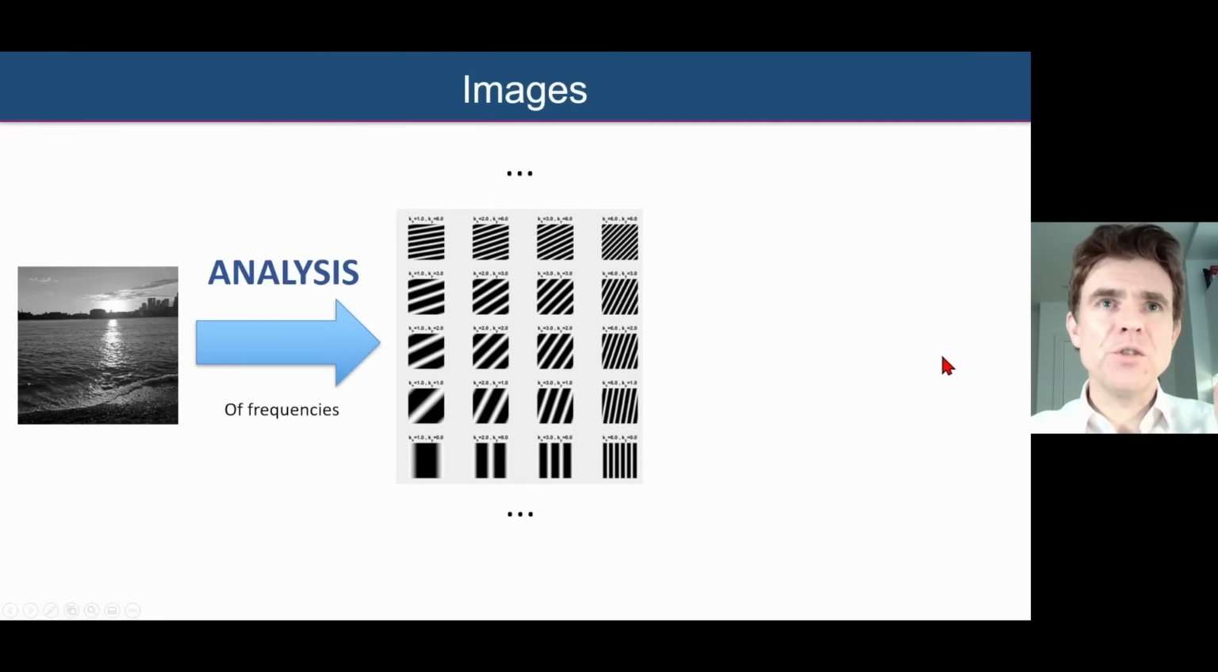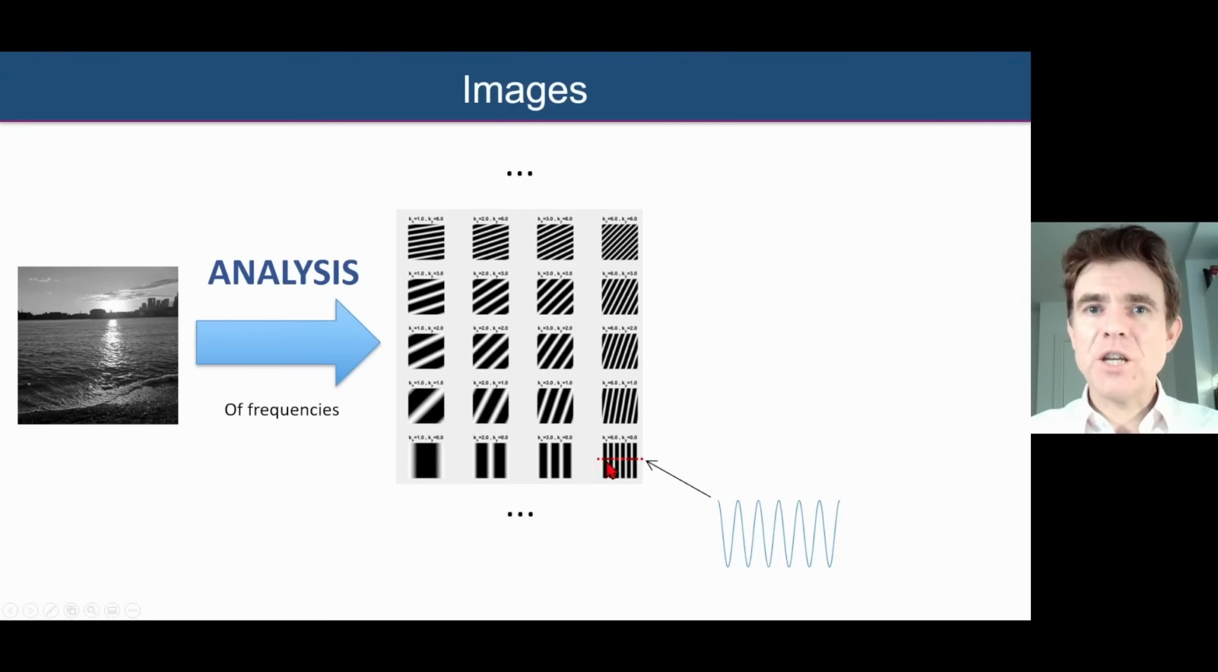So here now is an example for 2D images. I've got a grayscale 2D image on the left-hand side here, and I'm doing a Fourier analysis. This time it's a 2D image, so now the frequency components are actually two-dimensional spatial frequencies. And I'll show more of this in the coming slides.